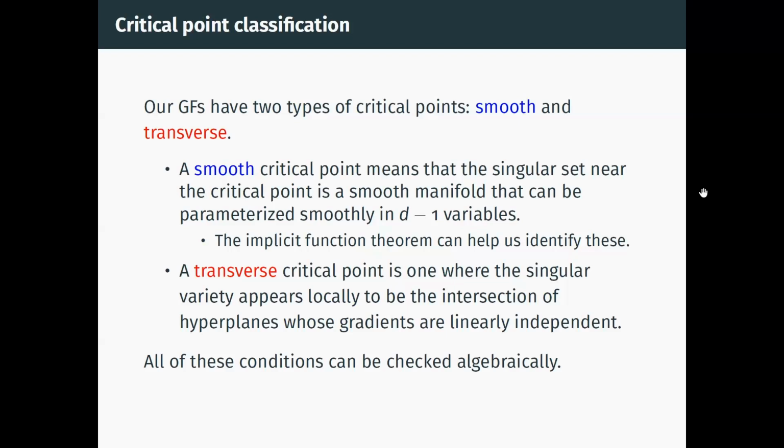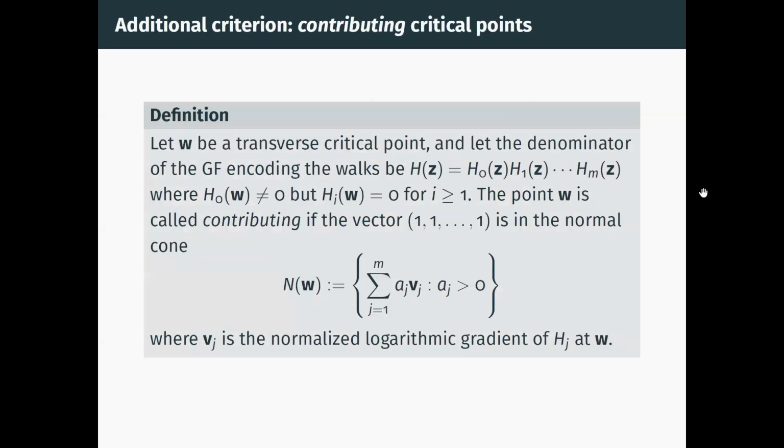And so it turns out that this generating function only has two types of critical points: either smooth ones, meaning that locally the singular variety looks like a smooth manifold, or transverse critical points, which means that locally the singular variety looks like the intersection of hyperplanes whose gradients are linearly independent. The point being that the hyperplanes don't look like each other close to the singularity. And so all these conditions can be checked relatively easily algebraically.